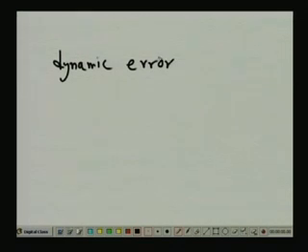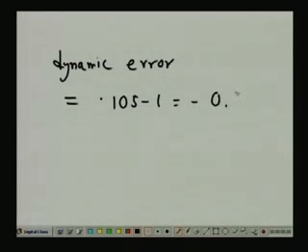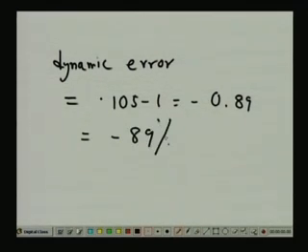So, the dynamic error is equal to 0.105 minus 1, equal to minus 0.89, or minus 89%, that is the error, right. This is your answer.